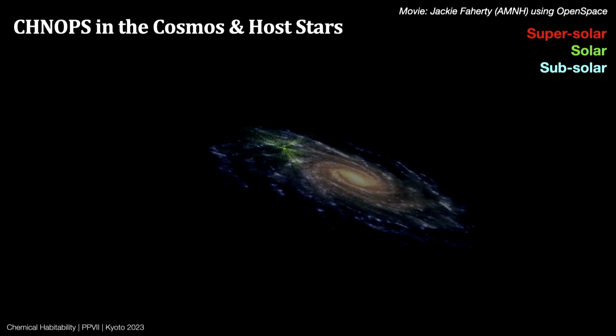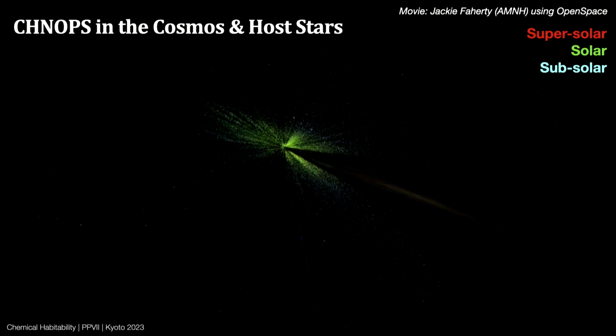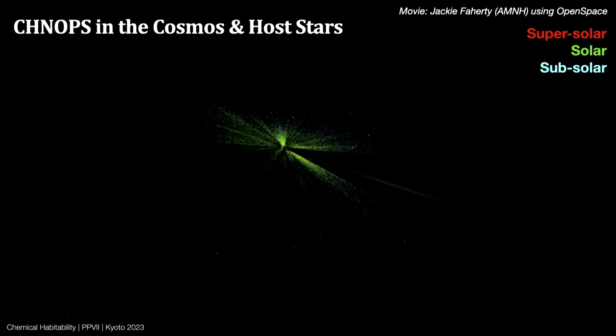So I think there's been a lot of work done trying to connect host star refractory abundances to the compositions of planets. But when it comes to SCHNOPS, we really need to follow them farther along in time than just the natal disk abundances and use them as a tool to learn about planet formation. So with that, I will hand it over to Sebastiaan.